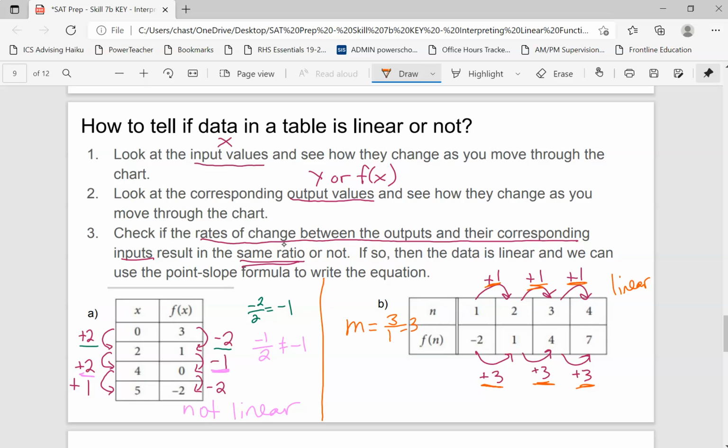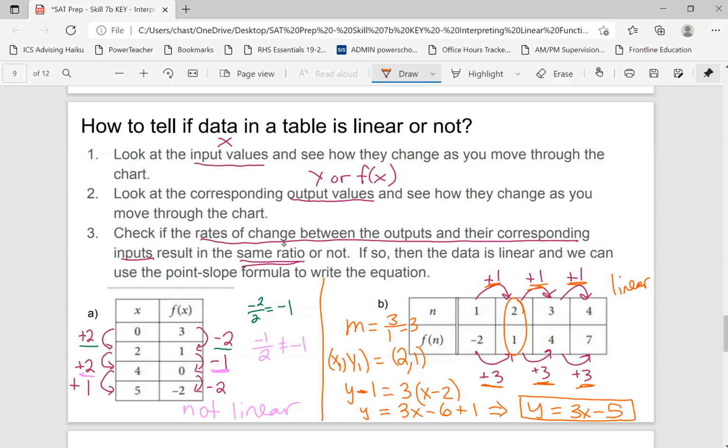We don't know the y-intercept here, but I can pick an ordered pair. It doesn't matter which one, I'll just use this one. 2 is like our x, and 1 is like our y. And I can do y minus 1 equals m times x minus 2. Solving that out, we get y equals 3x minus 6 plus 1. So I added that 1 that was from here over there, and that gives me y equals 3x minus 5.